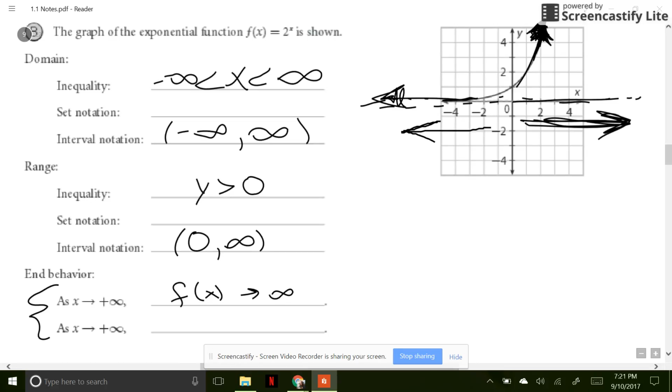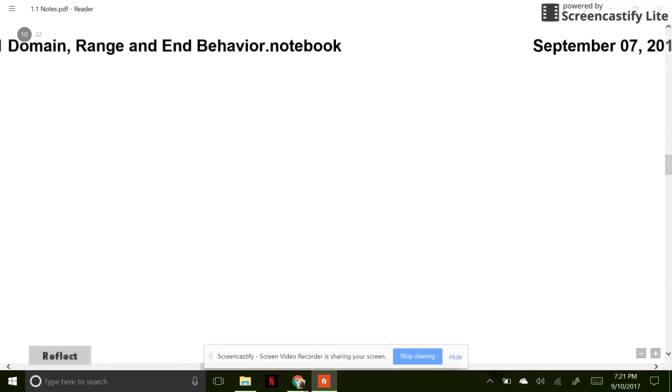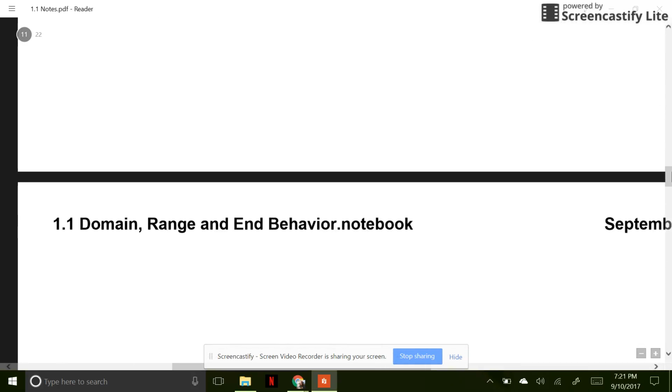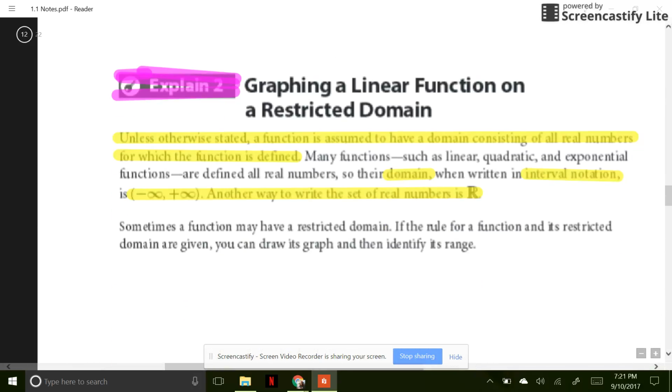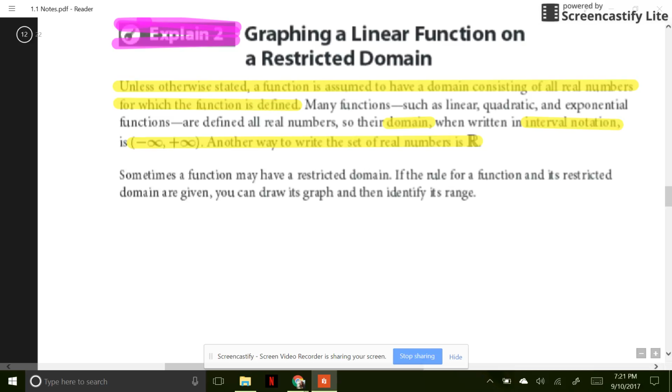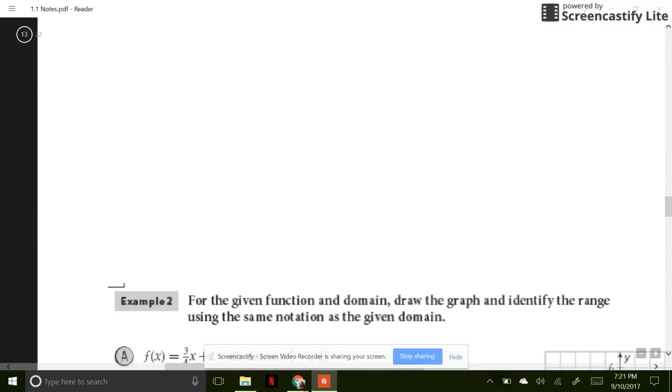Versus as we look to the left on our graph here, what are the y values doing? Well, they are approaching 0. They're always going down to 0. Where that asymptote is, they look like they're going to that 0 value. They're not going any further down than 0. So that's our end behavior there. That's where they look like they're going. So we're going to continue moving on and see what happens when we restrict a domain.